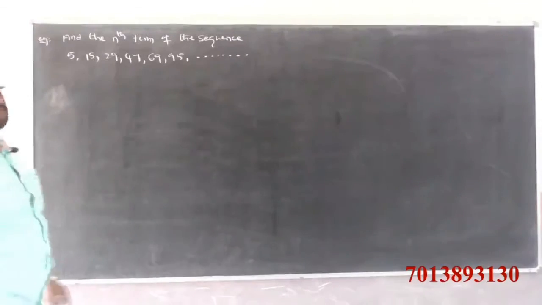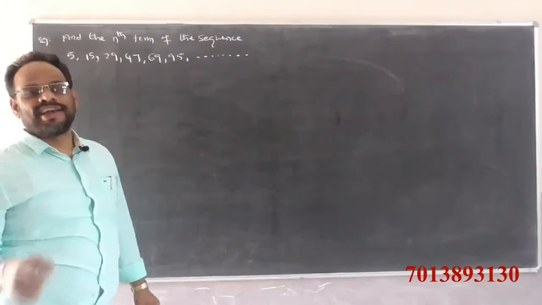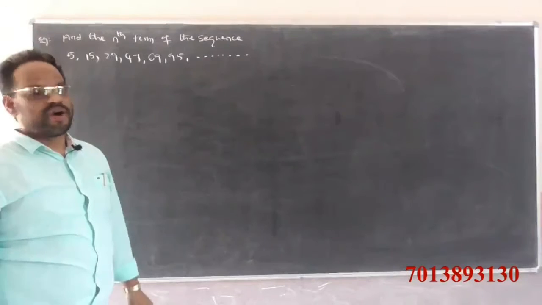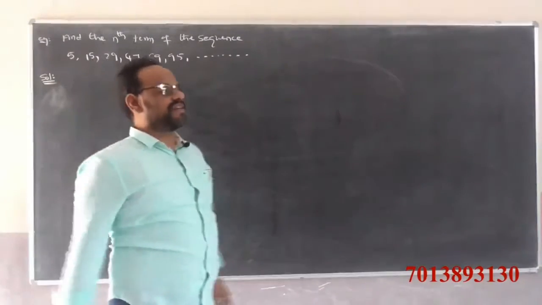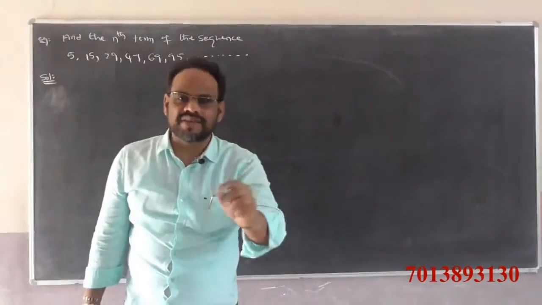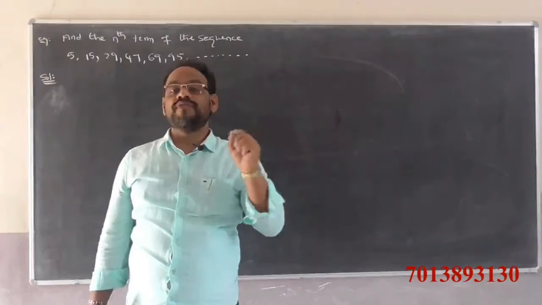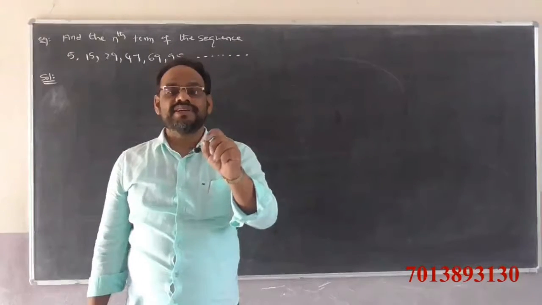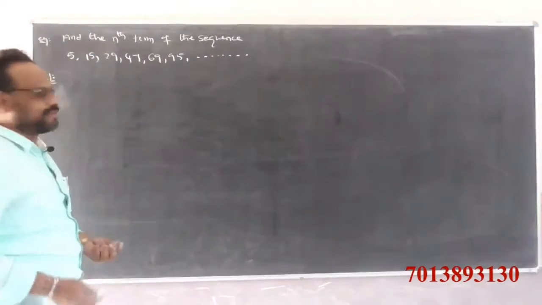This is not in arithmetic progression, and also not in geometric progression. But we want the nth term. How to find it? Observe this sequence 5, 15, 29, 47, 69, 95. The given sequence is not in arithmetic progression and not in geometric progression, but we want the nth term. How to find the nth term is by using the successive differences of its terms, the difference method.